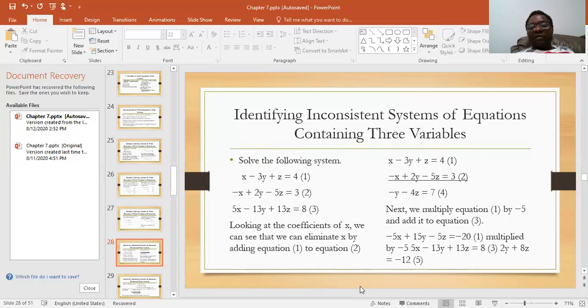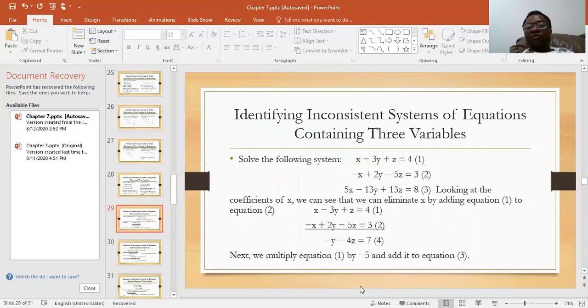Next, we want to eliminate x by using equation 3 and either 1 or 2. So in this case, we are going to multiply equation 1 by minus 5 to get minus 5x plus 15y minus 5z equals minus 20. Then we add it to equation 3 to get a new equation, minus x plus 2y minus 5z equals 3.